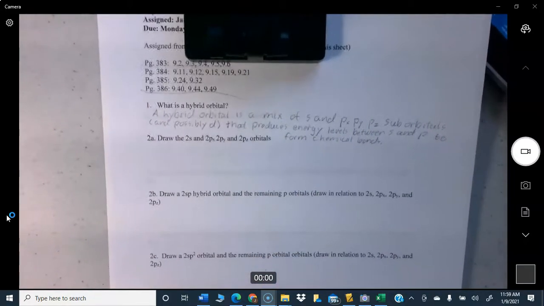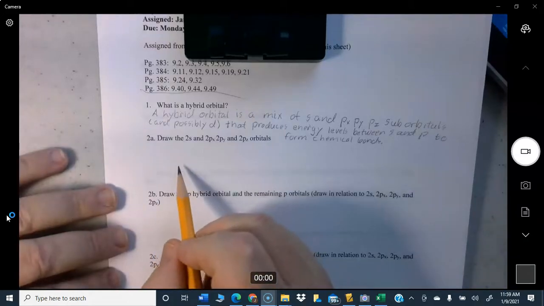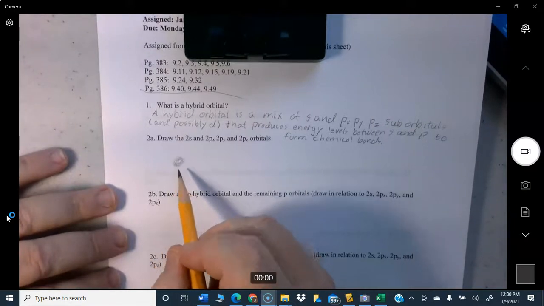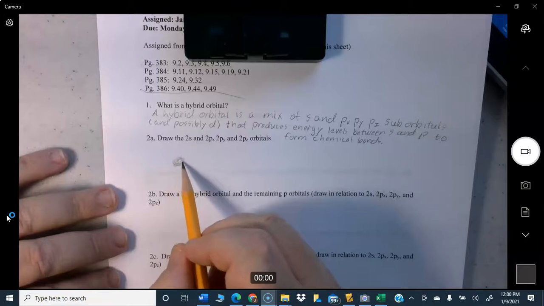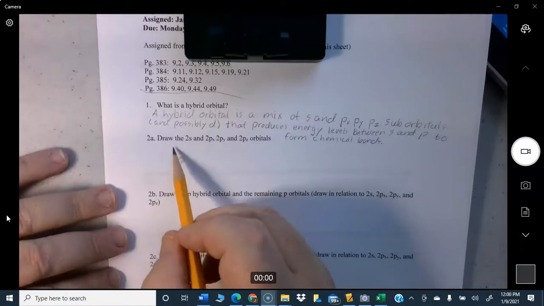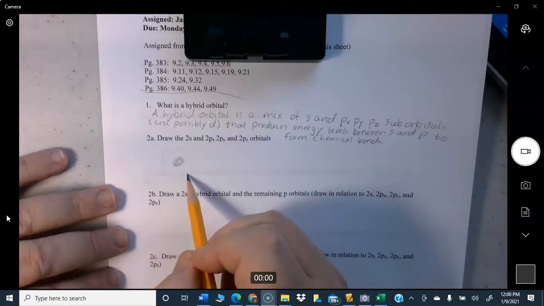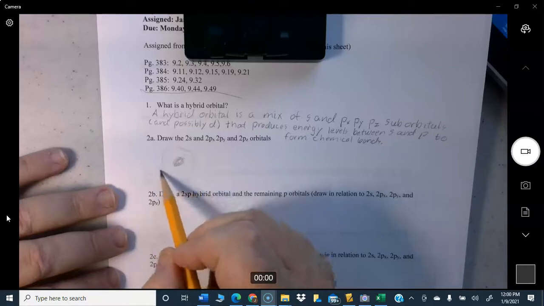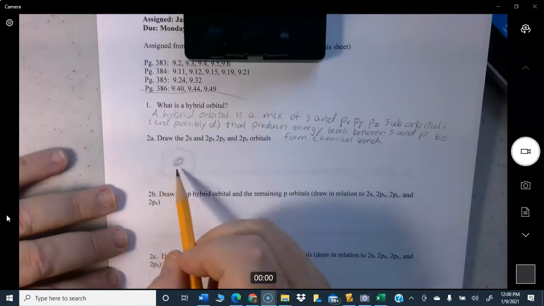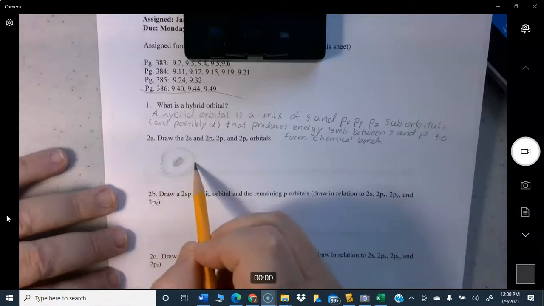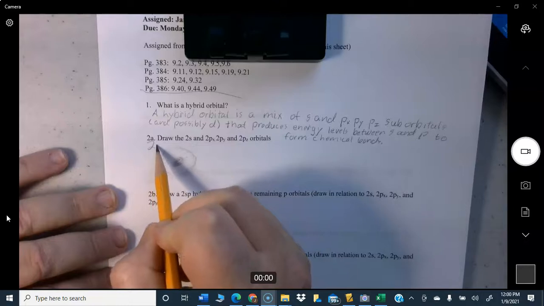Okay, so draw the 2s and 2px, 2py, and 2pz orbitals. So the 2s, again, you can get this straight out of the notes. So the 1s would be right there. And then the 2s covers that, and it also covers outside, but it has something called a node. And that is right in here. It's kind of an area where the electron doesn't want to be. So the electron wants to be here, or it wants to be out here in the 2s. We'll write that. That's the 2s.